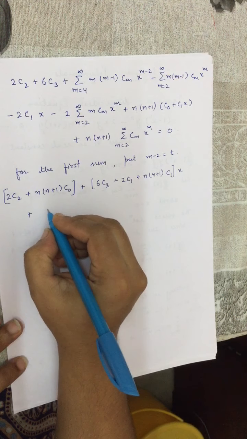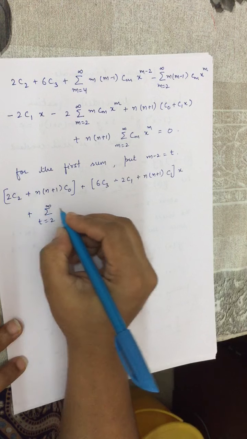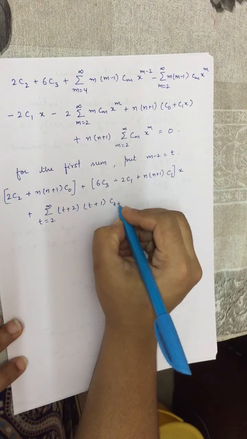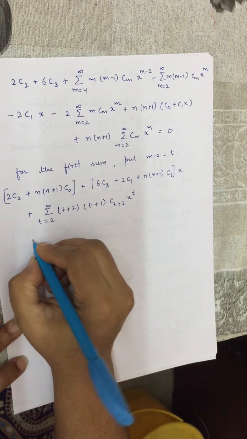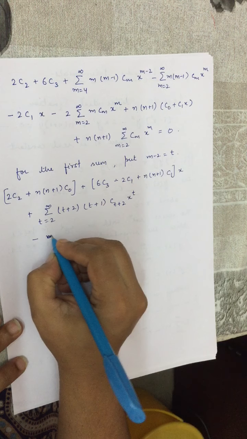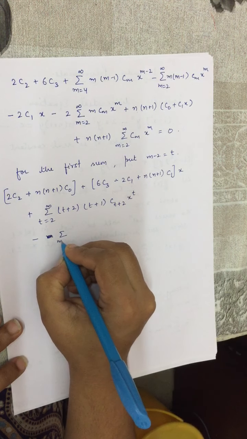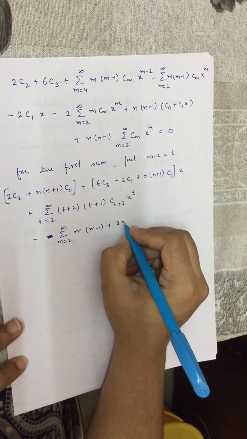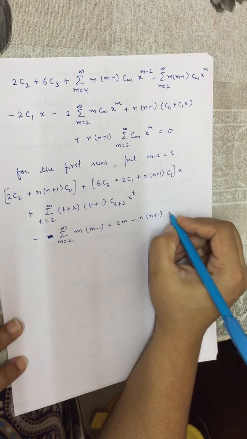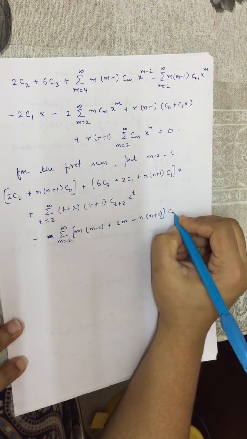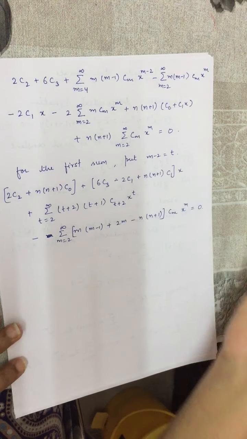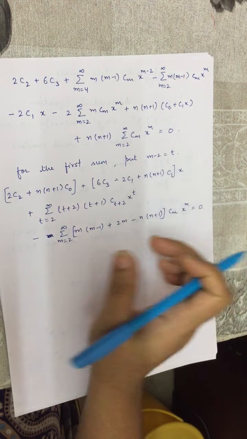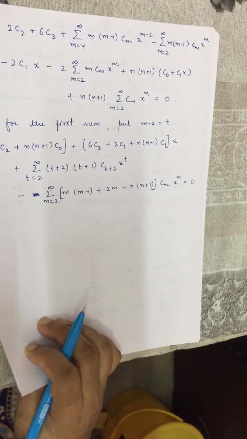Then we have t varying from 2 to infinity, (t+2)(t+1)C_{t+2} x^t minus the summation from 2 to infinity of [m(m-1) + 2m... n(n+1)] C_m x^m, that is 0. So when we simplify the equation, we get all these. These are the constant terms, then the term containing x, then these two rest of the summations.